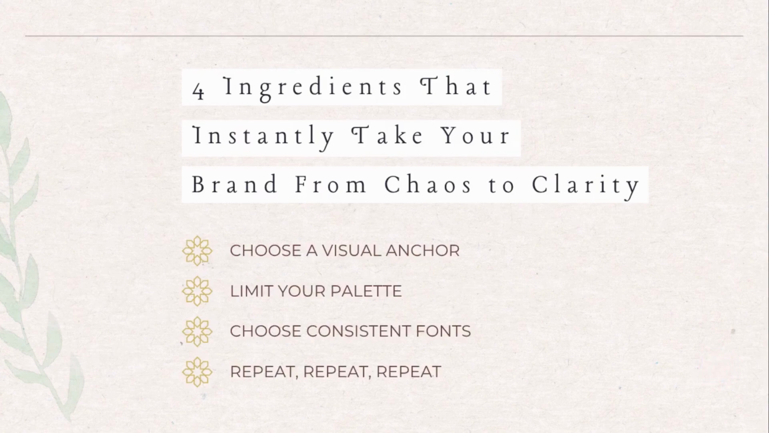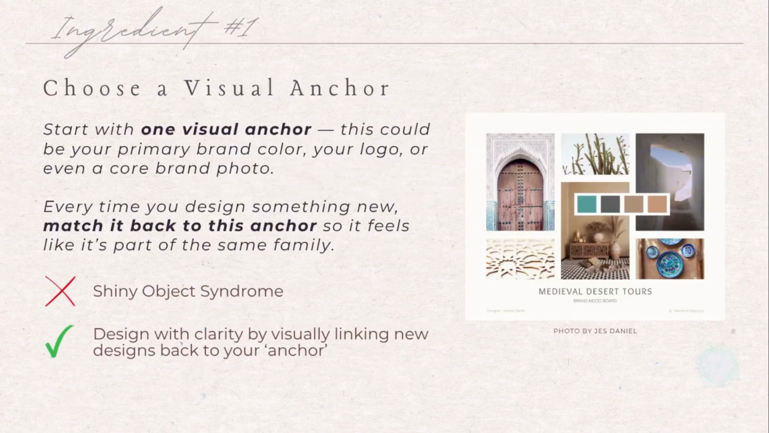Essentially, there are 4 ingredients that instantly take your brand from chaos to clarity. Number 1, choose a visual anchor. 2, limit your palette. 3, choose consistent fonts. And 4, repeat, repeat, repeat. So let's go through each step.